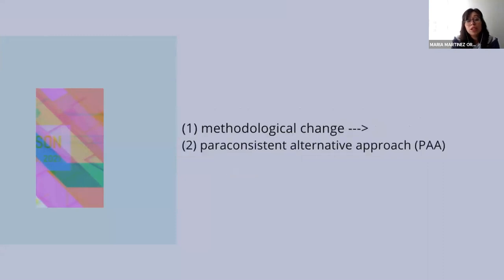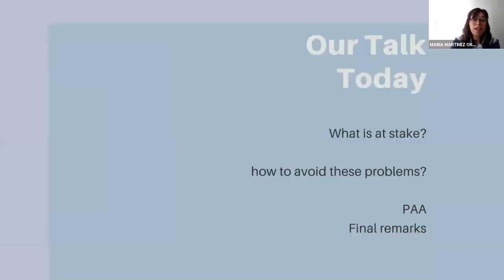What I will try to sketch is first some guidance for doing a methodological change, and then to explain which type of entities, formal entities, could help us to explain and model scientific inconsistent reasoning without having these methodological gaps or problems. And I will say that we will be able to get to this at least by using paraconsistent, something that I call the paraconsistent alternative approach, and that will be it.